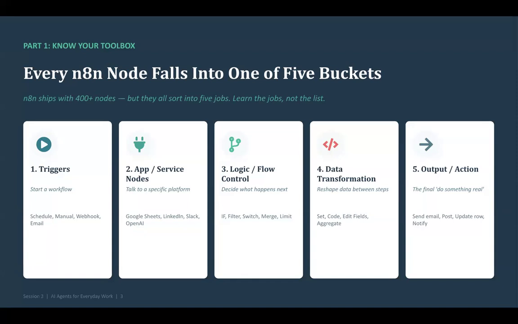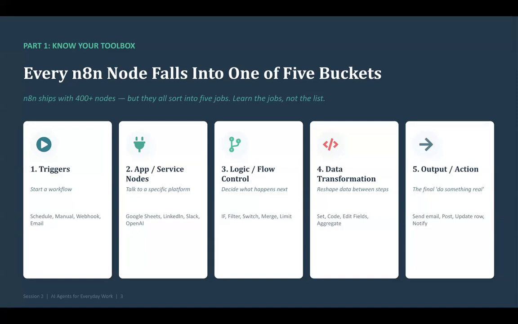So then we have app or service nodes. These are just nodes that are talking to another platform. So the biggest one that we have used till now is OpenAI. We are using that node to call the API and use the LLM to generate the output, and then we're using the output for our processes. So that is what a service node is. You can also consider services like Google Sheets or LinkedIn or Slack, whatever you connect to the outside world is a service node. Or Salesforce, Zoho, the CRM we used yesterday. So that's the second type.